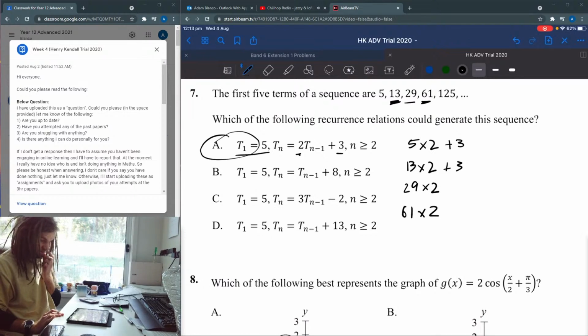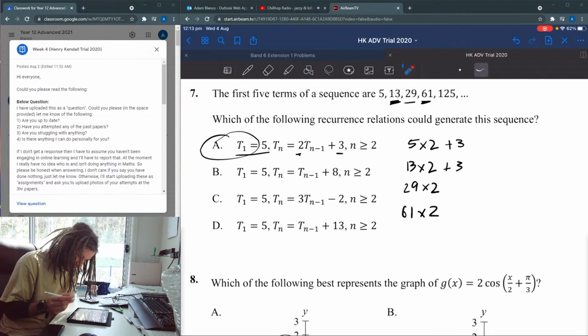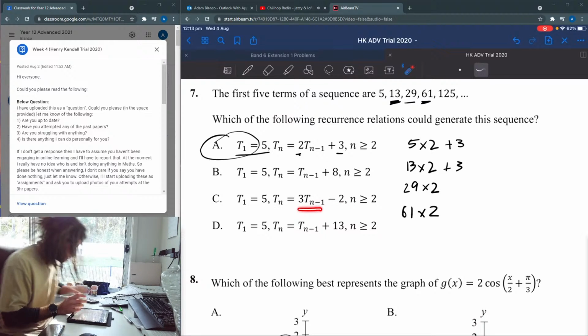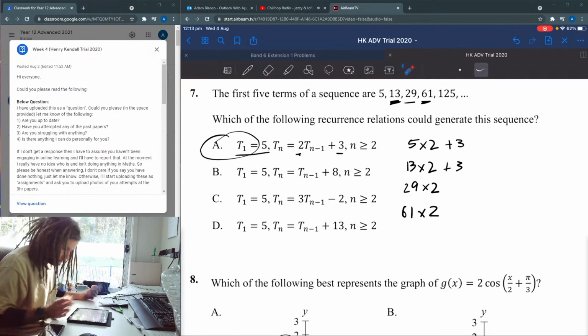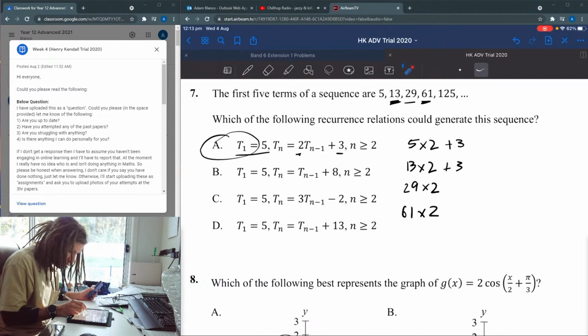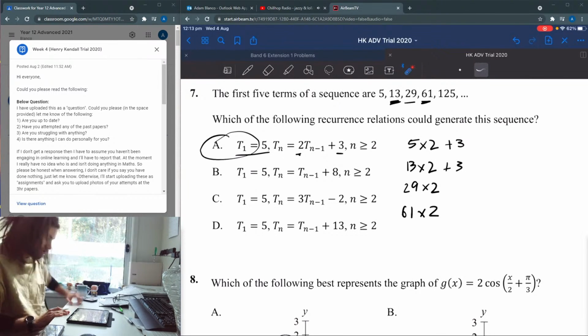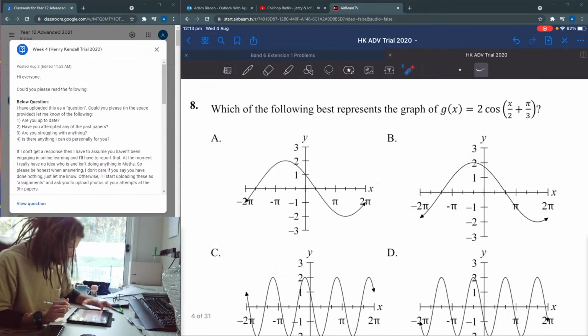Well, that was easy. I feel like that's suspiciously easy. What's this one? 5 plus 13. That doesn't make any sense. 3 times 5 is 15 minus 2. Okay, this one makes sense so far. 3 times 13 is 39. 39 minus 2 is 37. Yeah, okay, so that's not that one. Yeah, I'd just exhaust the options in that case.